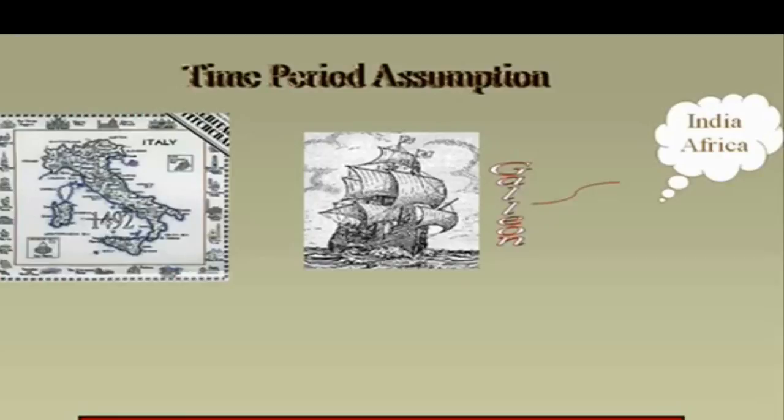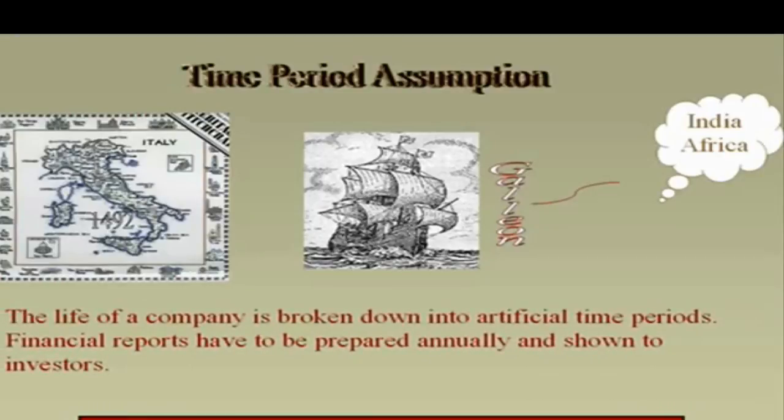This is the time period concept. The life of a company is broken down into artificial time periods. Financial reports have to be prepared annually and shown to investors. The most popular date for doing that is December 31 of every year. But companies can choose their ending year. But the rule is, every year they have to report their profits. They can't complain, well, we never finished a project.